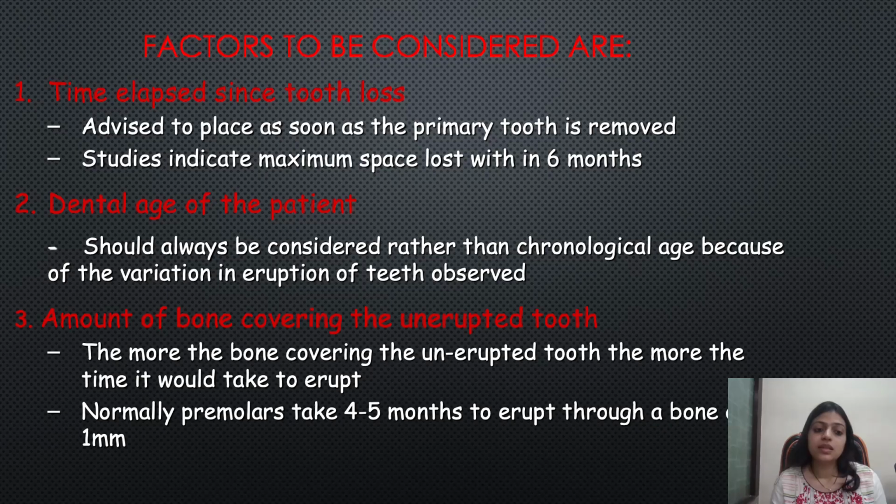The second factor is the dental age of the patient. We should always consider the dental age rather than the chronological age because of the variation in the eruption of teeth which is generally observed. The third factor is the amount of bone covering the unerupted tooth. The more bone is covering the unerupted tooth, the more time it will take to erupt. Normally the premolars take 4 to 5 months to erupt through a bone level of around 1 mm.